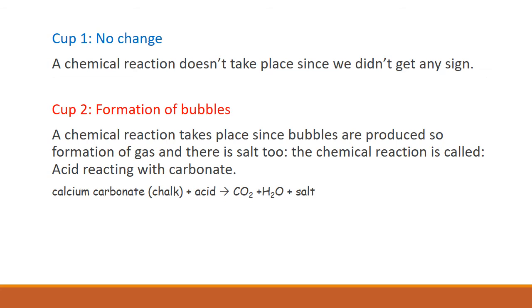The chemical reaction is called acid reacting with carbonate. So calcium carbonate, which is the chemical name for chalk, plus the acid, which is the vinegar, produces 3 substances: carbon dioxide, water and salt.